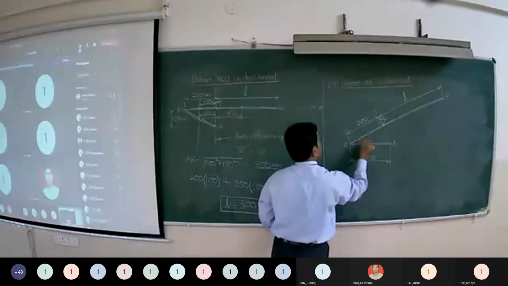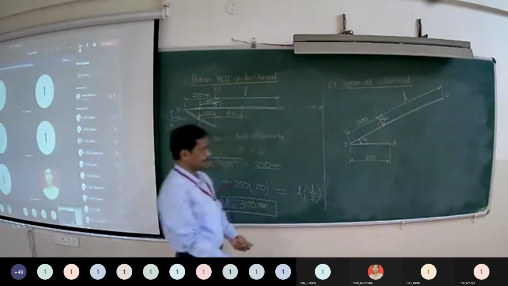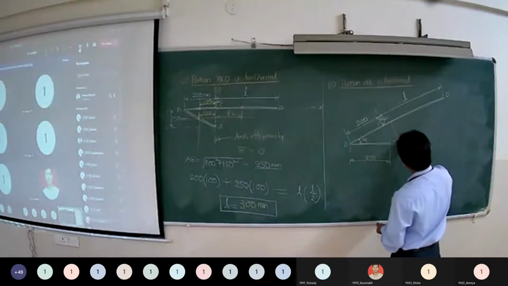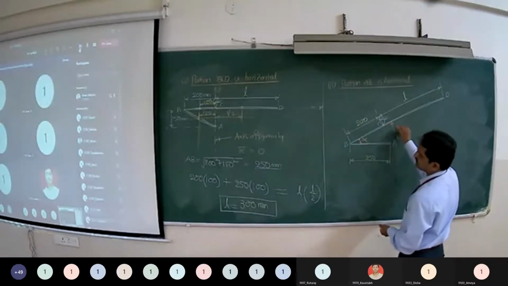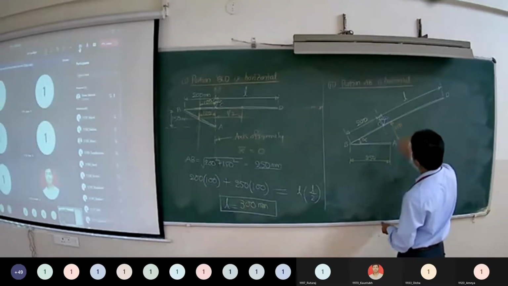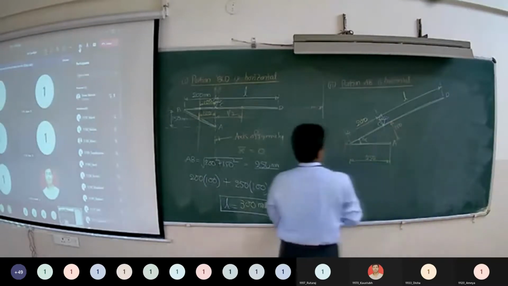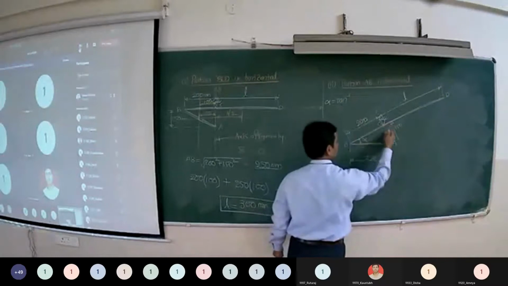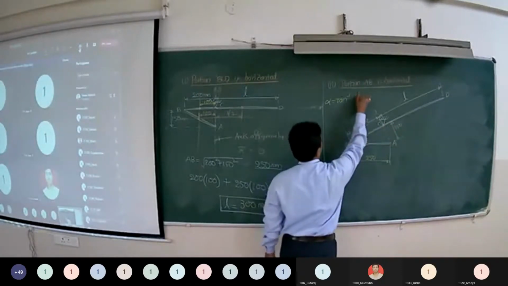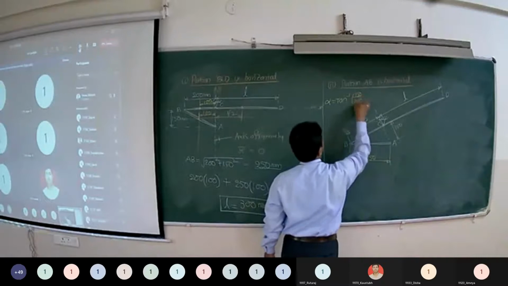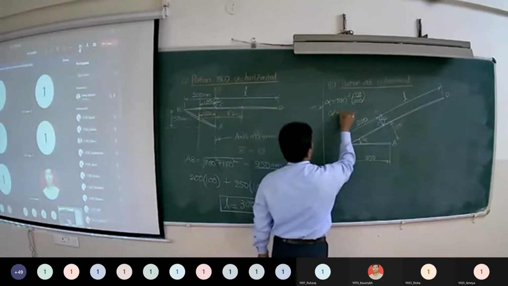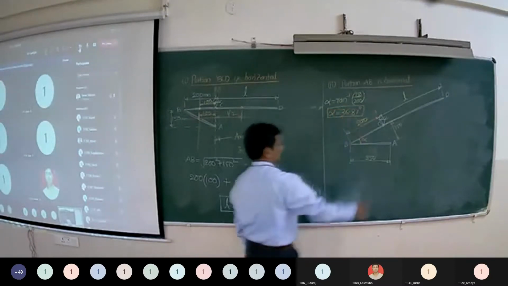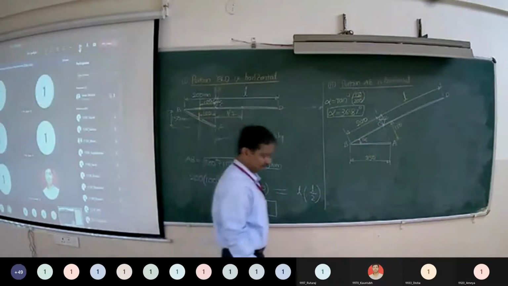Let us say this angle is alpha. And it is given that this is 150. So we have alpha is equal to tan inverse 150 by 200. That gives you alpha is equal to 36.87. We need that alpha.